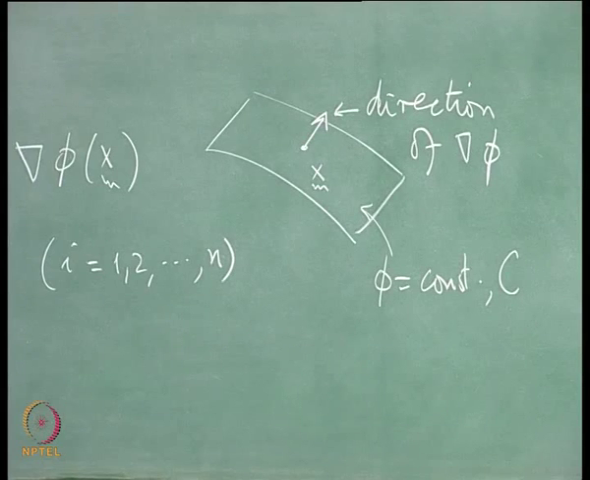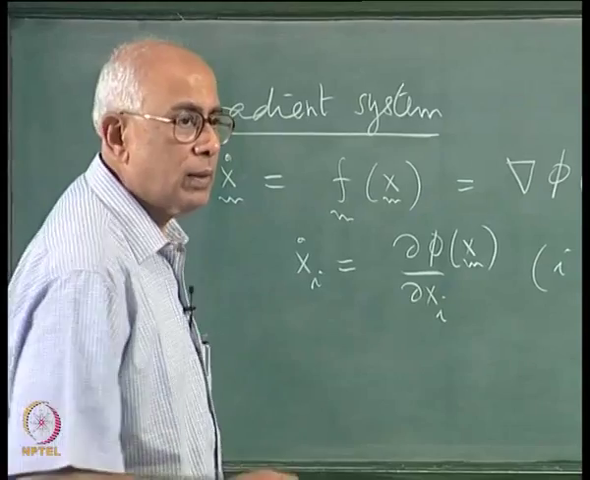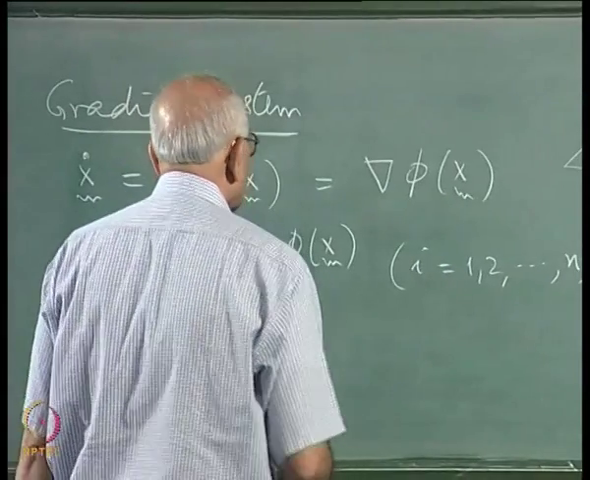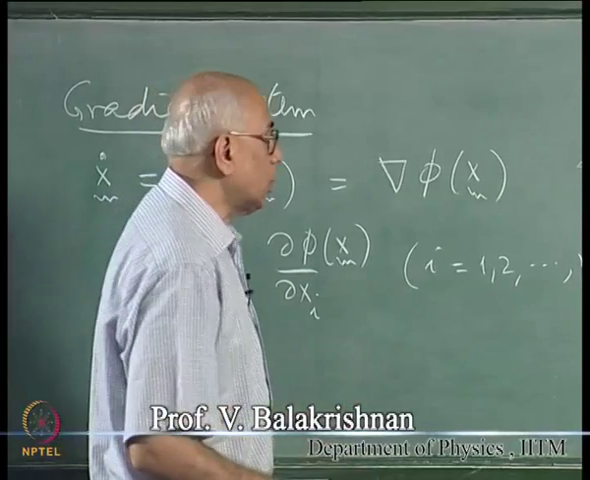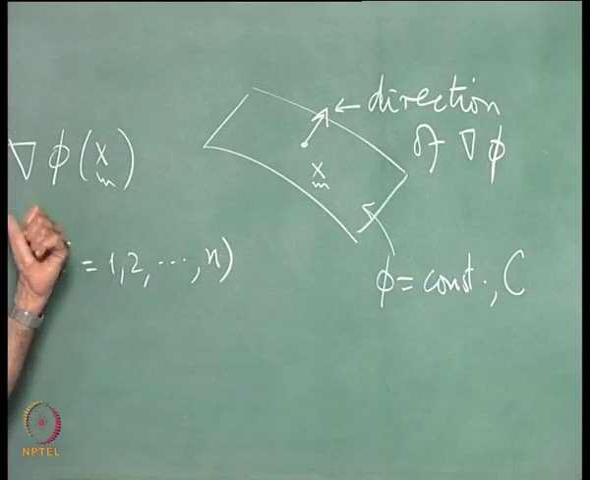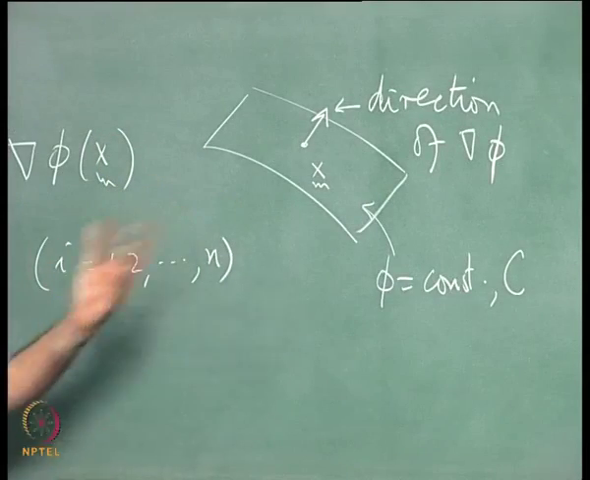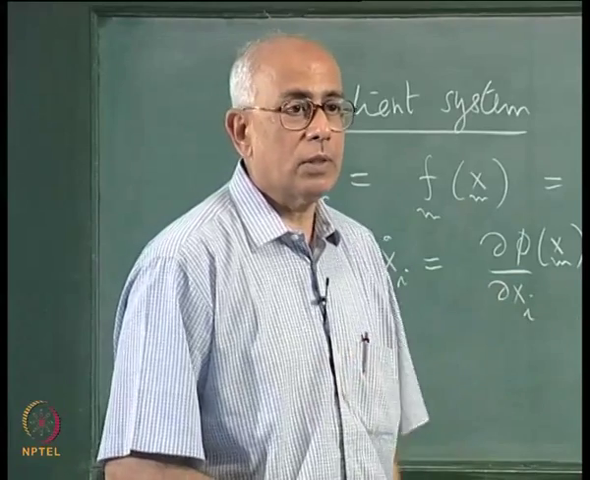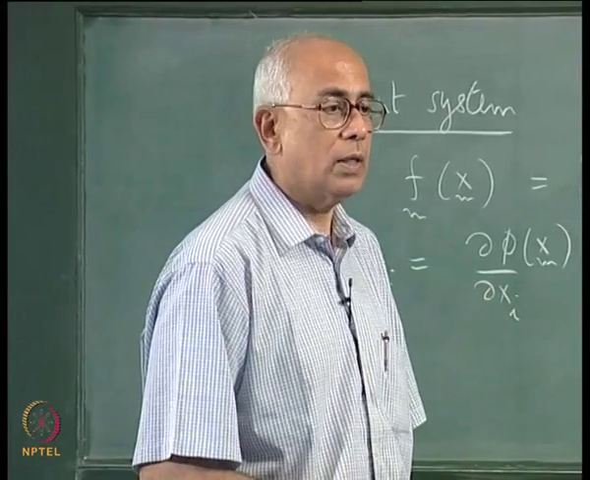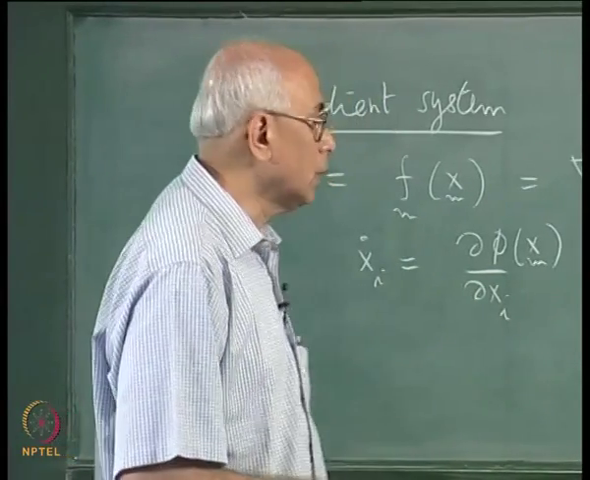We do not come across too many gradient systems. They are somewhat rare in a certain sense, but when they do occur, then it is very useful to give a geometrical interpretation for the flow lines in this sense, namely the flow lines are normal to the level surfaces of the single scalar function phi.